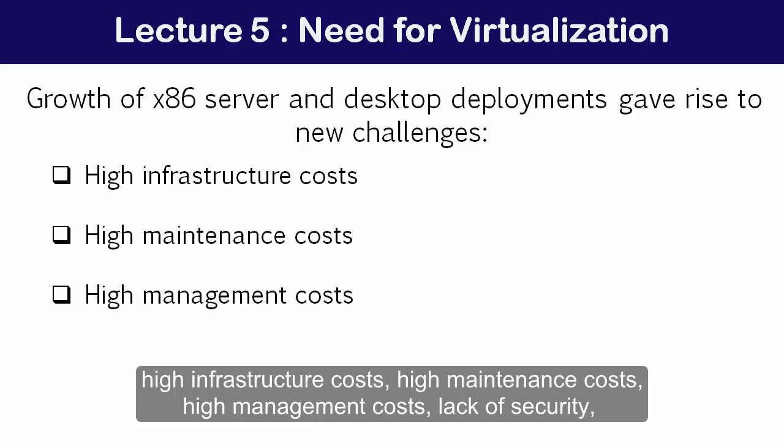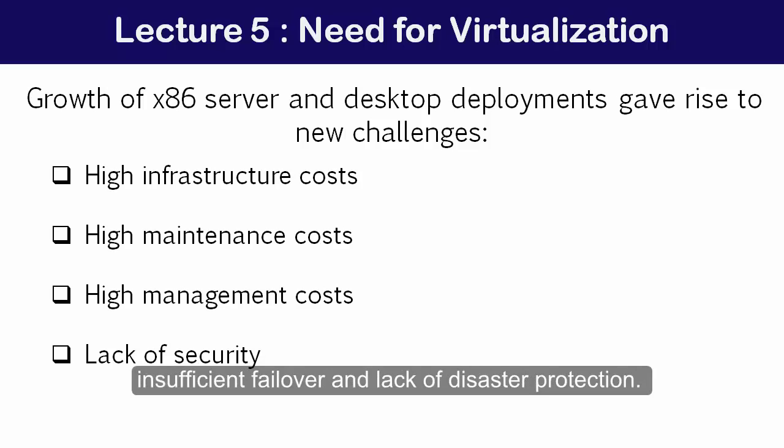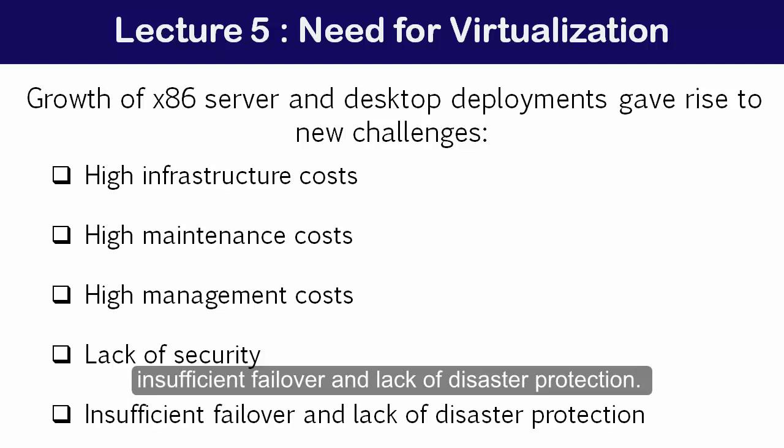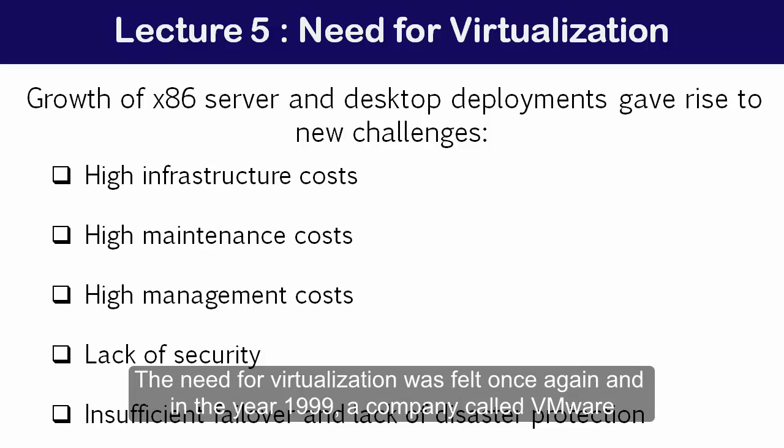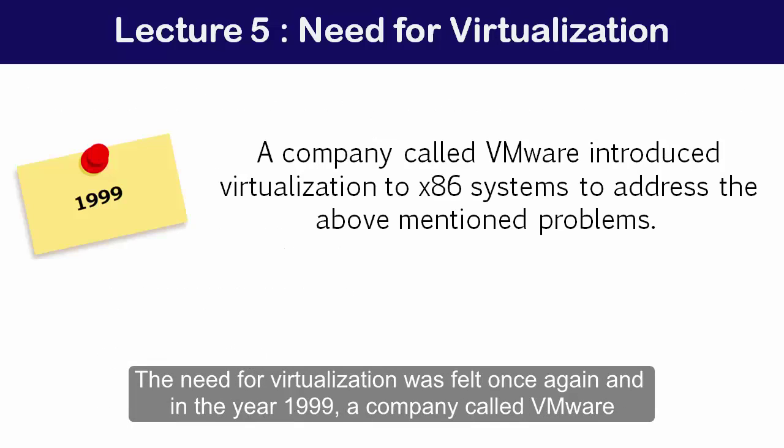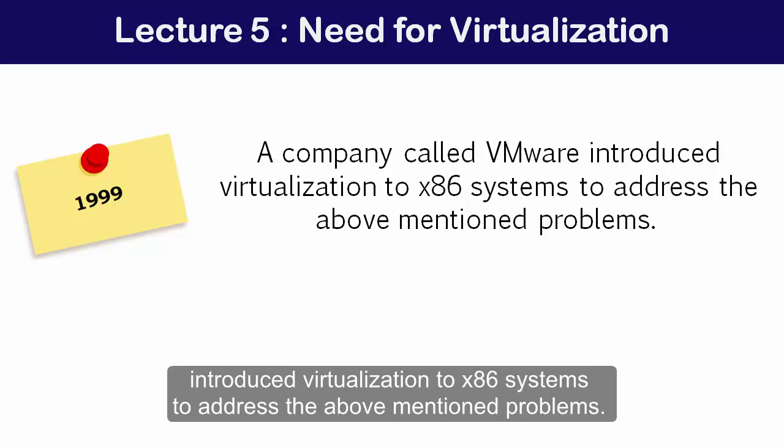high management costs, lack of security, insufficient failover, and lack of disaster protection. The need for virtualization was felt once again, and in the year 1999, a company called VMware introduced virtualization to x86 systems to address the above-mentioned problems.